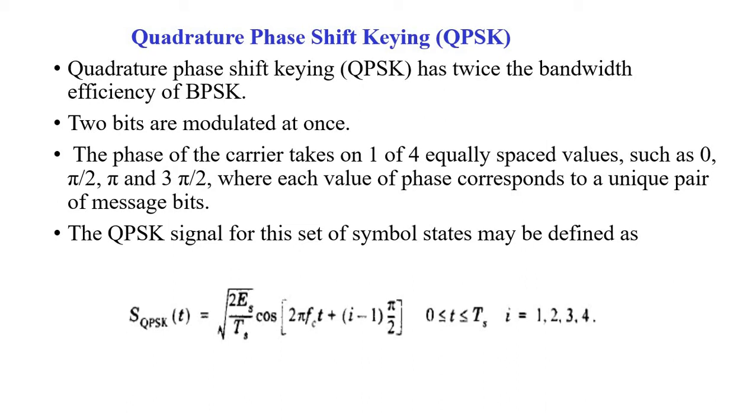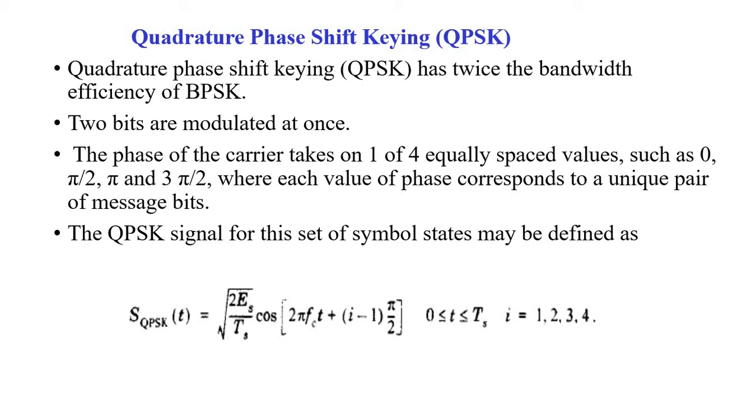Now the QPSK signal can be written mathematically in the form S of t. S suffix QPSK is equal to root of 2Es by Ts into cos of 2 pi fct plus (i minus 1) into pi by 2, in the interval 0 to Ts, where i takes the values 1, 2, 3 and 4.